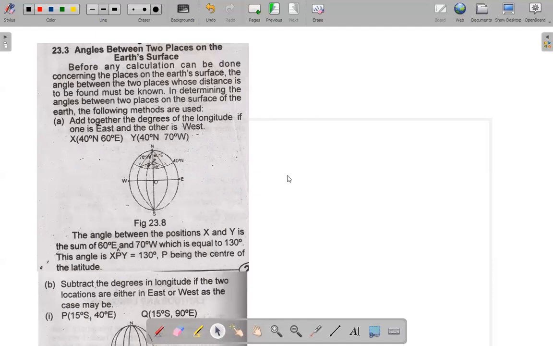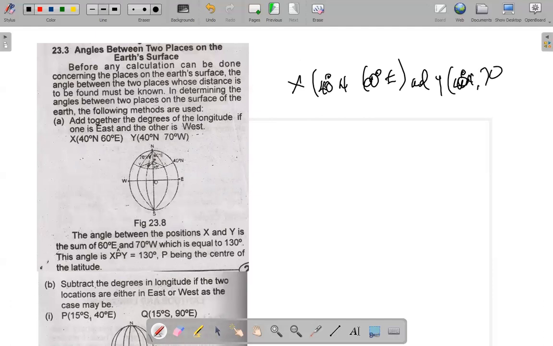Point X is on latitude 40° north, longitude 60° east. Point Y is on latitude 40° north, longitude 70° west. So to know the angle between these 2 points, let's first of all draw the longitude.